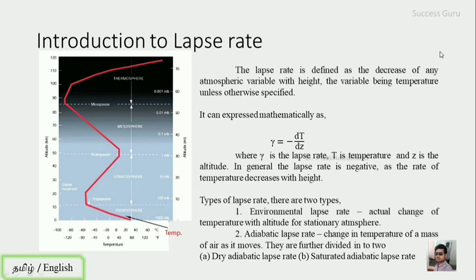If the moving air mass consists of water vapor, then it is called the saturated adiabatic Lapse rate. And if the moving air mass doesn't have any water vapor, then it is called the dry adiabatic Lapse rate. Is that clear? So let us have some detailed knowledge about the dry and saturated adiabatic Lapse rate.